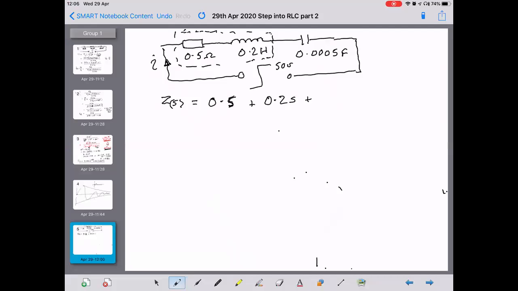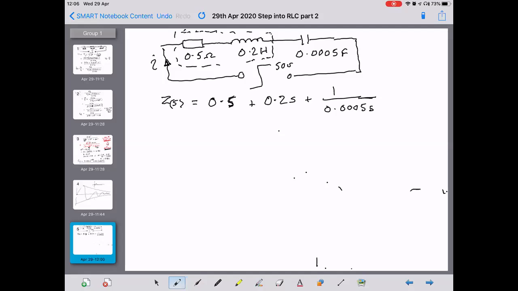Okay, right. I've got that wrong. The question says it's 0.5 plus 0.2S plus 1 over 0.305S. Yeah, that's what you got, Peter? So where did I go wrong with the divide by 0.02? We'll get to that when we get there.